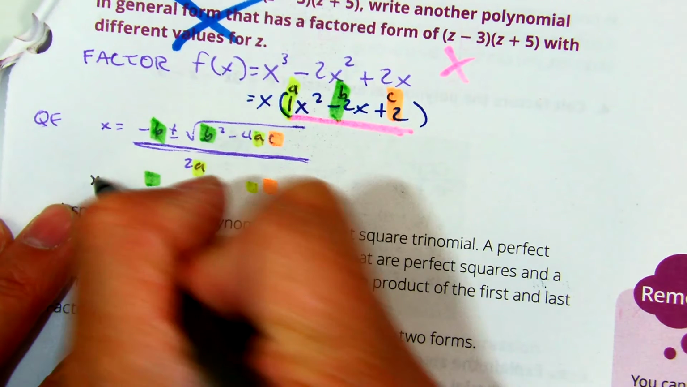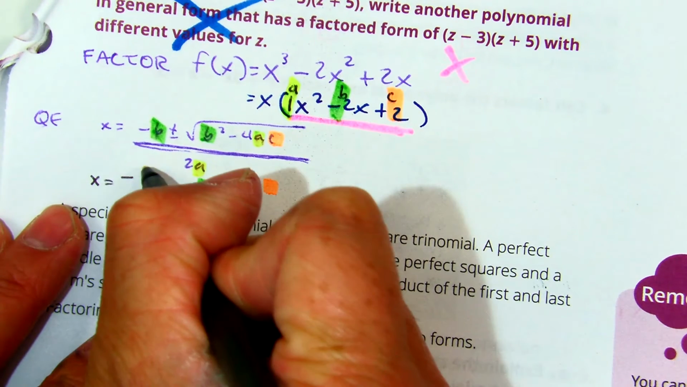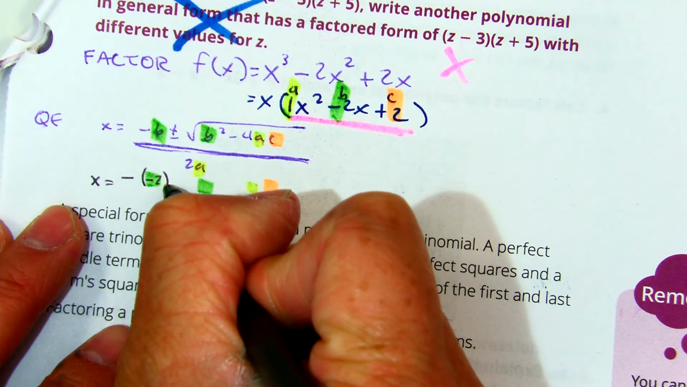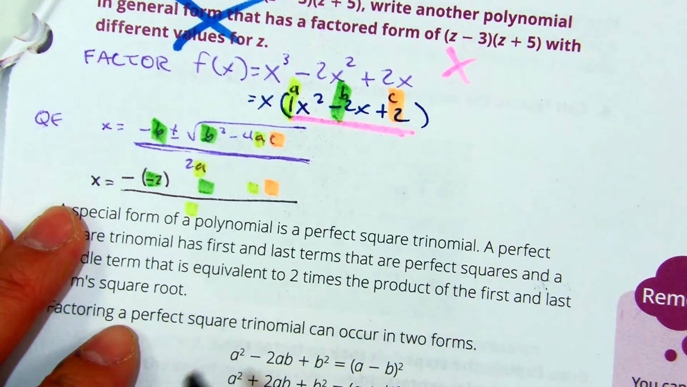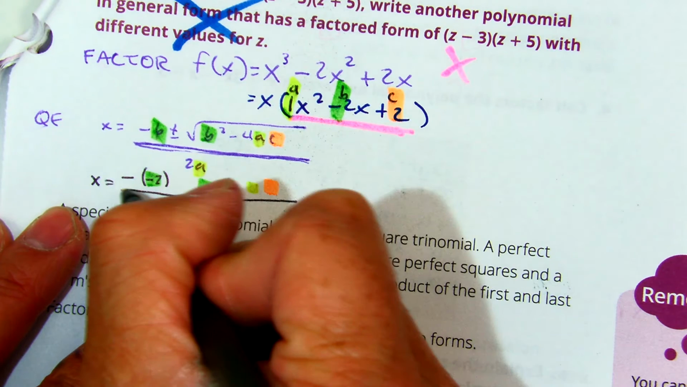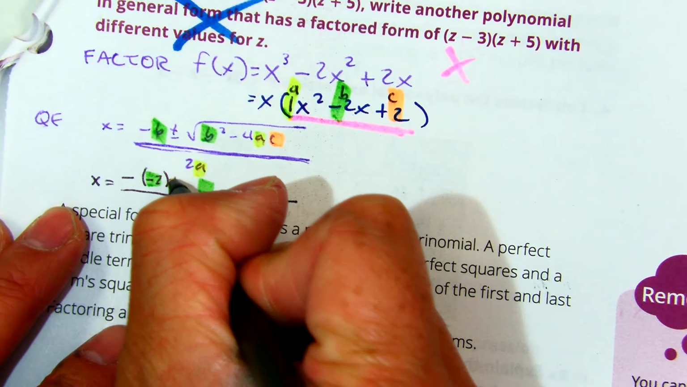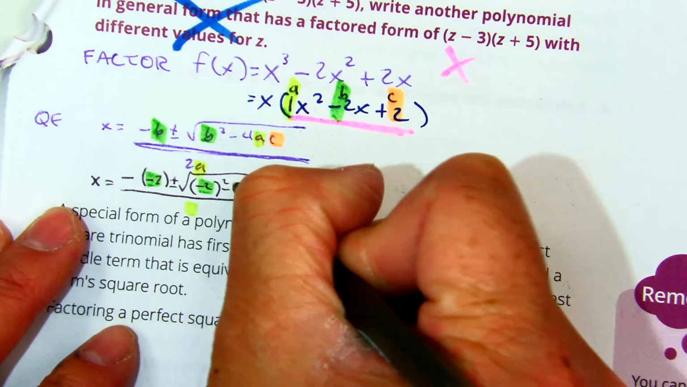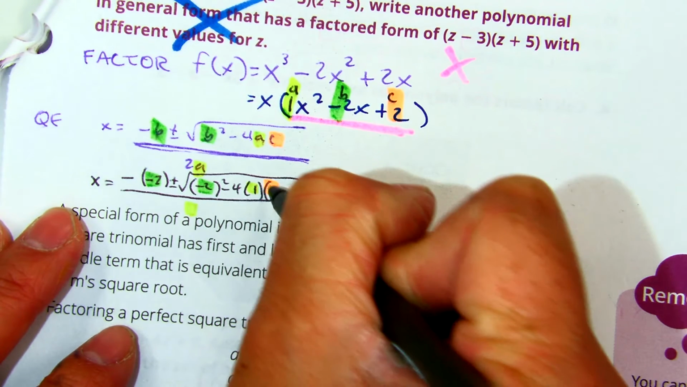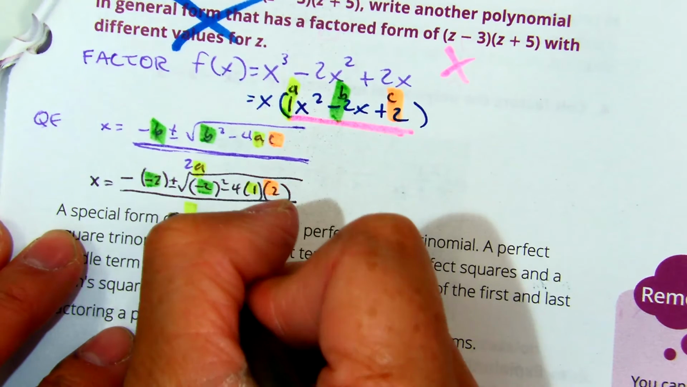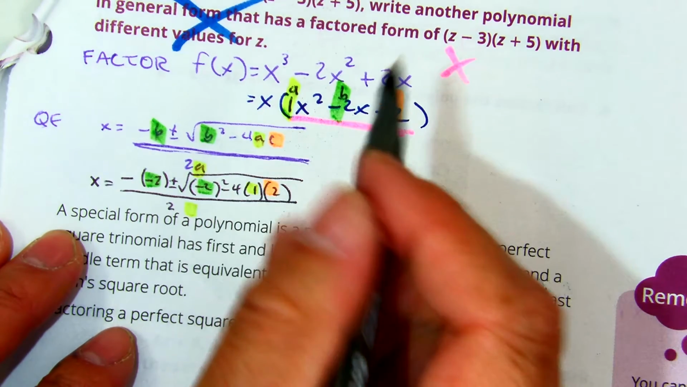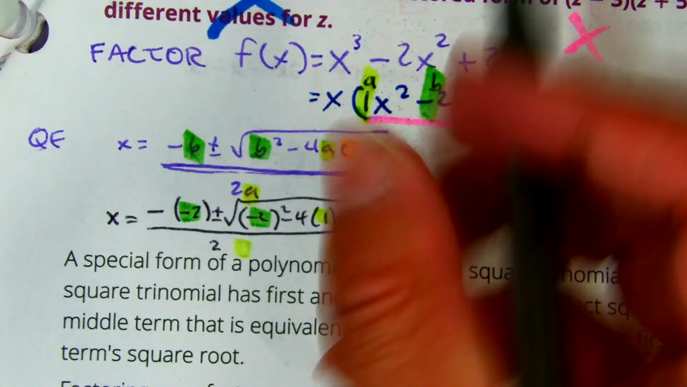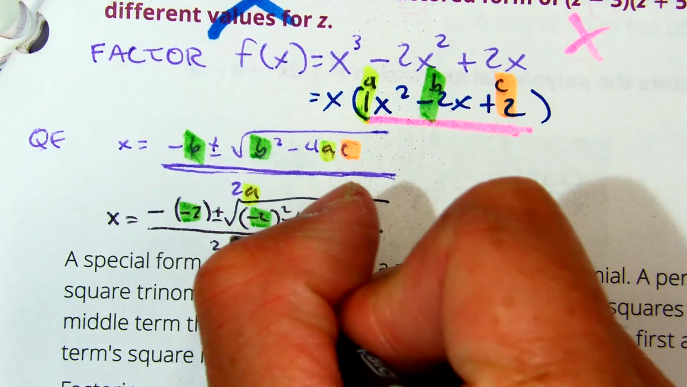X equals 2 plus or minus the square root of 4. So B is negative 2, right? Alright, X equals minus negative 2 plus or minus the square root of negative 2 squared minus 4 times 1 times 2, over 2 times 1. Your A value is how much? Your A value is just 1.